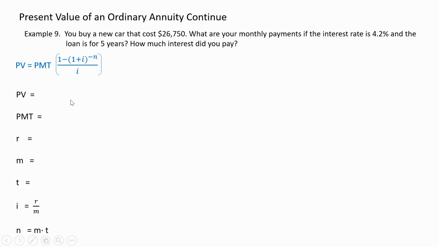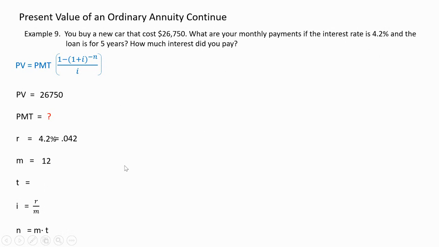So this is how much the car costs. What are the monthly payments if the interest rate is 4.2% and the loan is for 5 years? How much interest did you pay? Here, guys, we're looking for the payment. This is going to be the present value, how much money the car costs, so this is how much money you're going to borrow from the bank right now. That's why it's the present value. And here is the key thing: what are the monthly payments? Then my interest rate will be 4.2%, so it'll be 0.042.